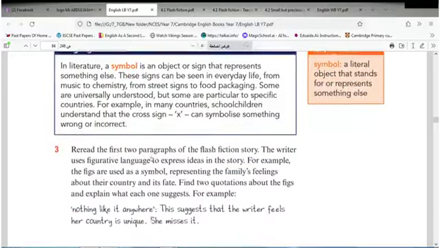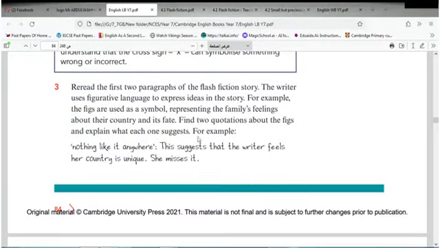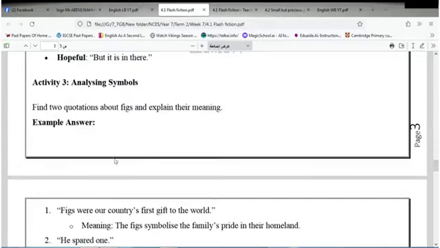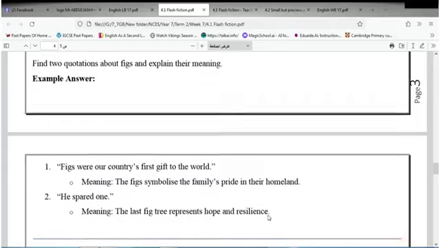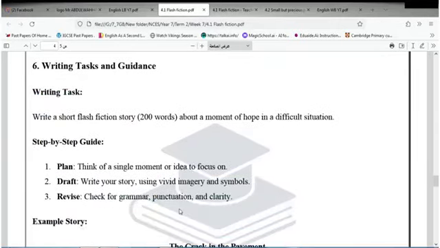And let's analyze the symbols. Find two quotations about the fig and explain what each of them suggests. Figs were our country's first gift to the world. The figs symbolize the family's pride of their homeland and uniqueness. He spared one, which means the last fig tree represents the hope and resilience, as we said before.